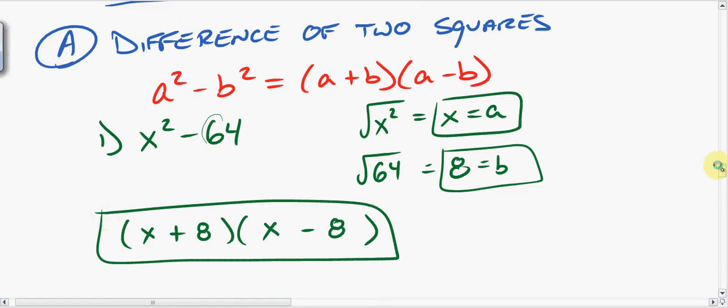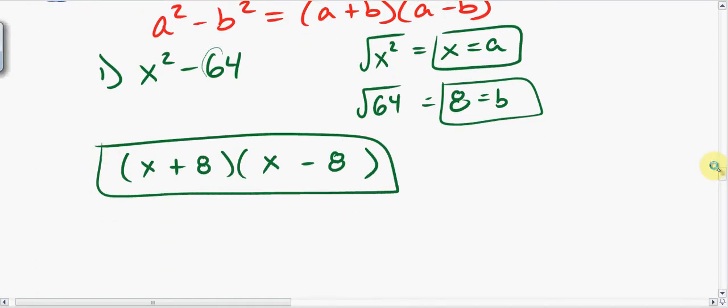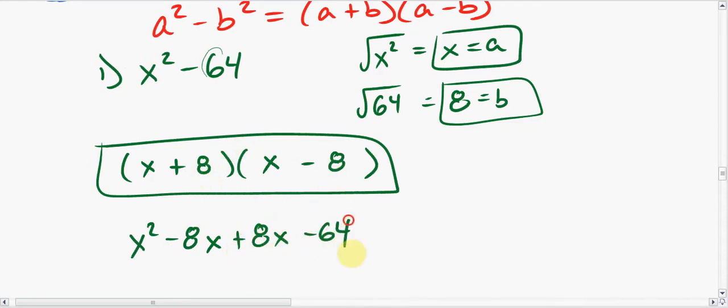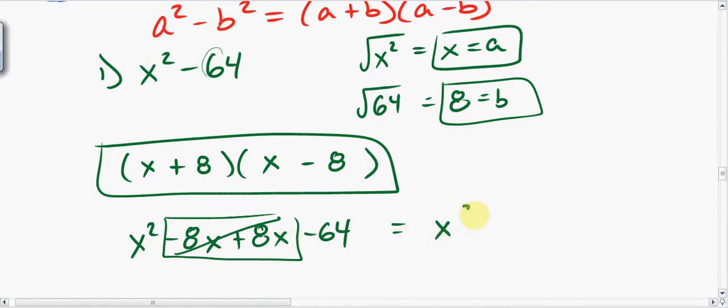And again, you can check by FOILing. So we'll FOIL and say x times x is x squared. X times negative 8 is negative 8x. 8 times x is positive 8x. 8 times negative 8 is negative 64. Combine like terms. Notice negative 8x plus 8x are actually going to cancel. And we're going to be left with x squared minus 64. And this is exactly the same as the problem we started with, so we know we got it right.